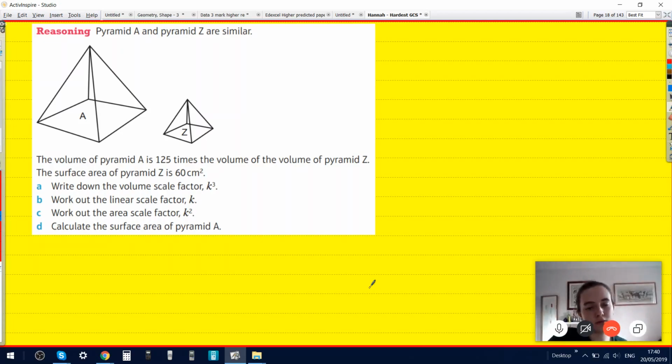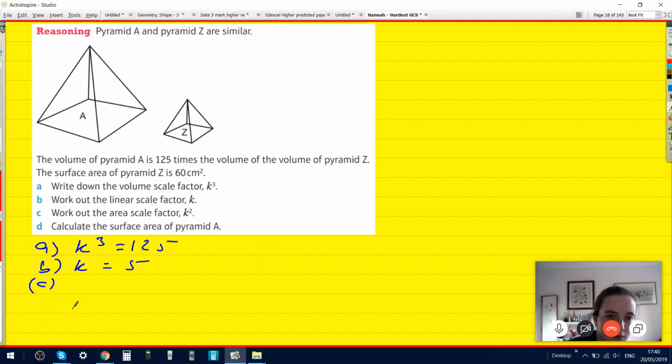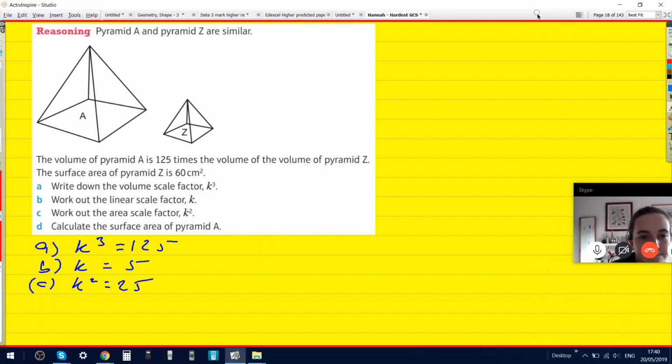So it's k equals 5. So k cubed is 125. K is 5. And k squared is 25. And then 60 times 25. Yeah, and you just work it out.